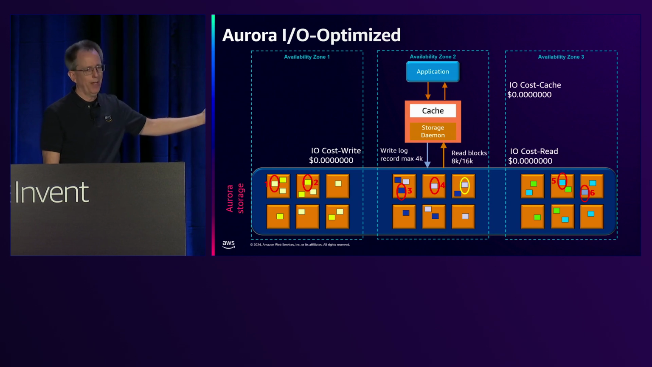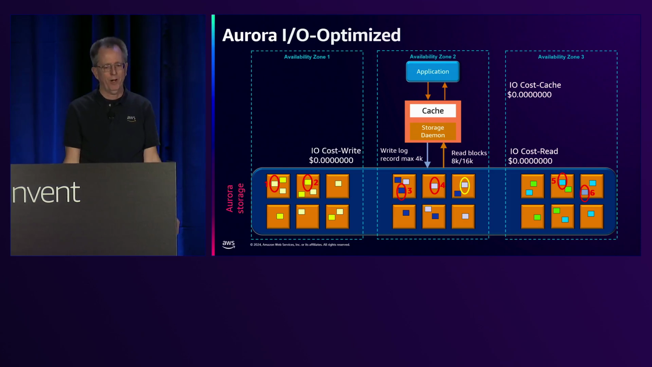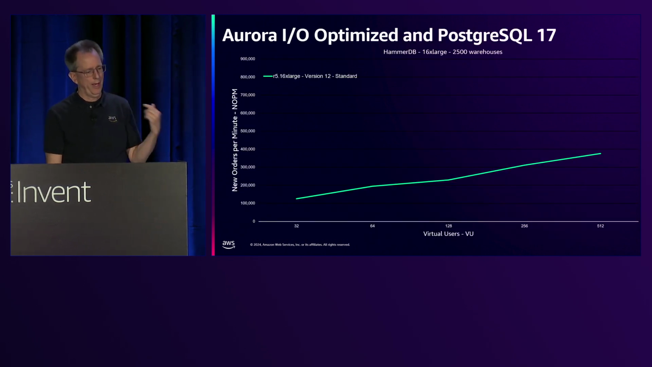So back to my same example, guess what? I don't have to walk through it all because they're all zeros, right? There's no cost. You're not paying for I/O anymore. But the other thing that we really wanted to do, as I said, is to have a mechanism to improve performance for heavy I/O customers. So that's what we've been doing with I/O optimized as well.